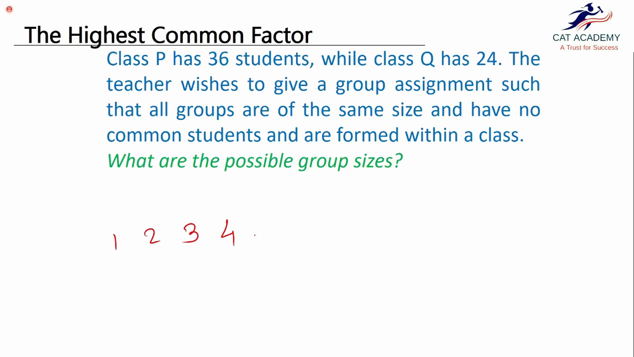But I can split them in groups of 6 each. Then I can split them in groups of 9 each. Then I can split them in groups of 12 each, 18 each, or I can say entire 36 ka single group. That is also possible. So with respect to my 36, what are these numbers? Factors. Yes. With respect to 36, these numbers are called as factors. Right?